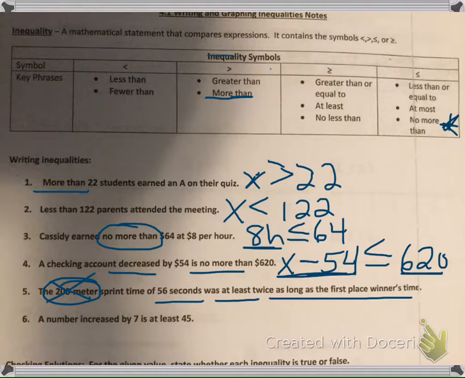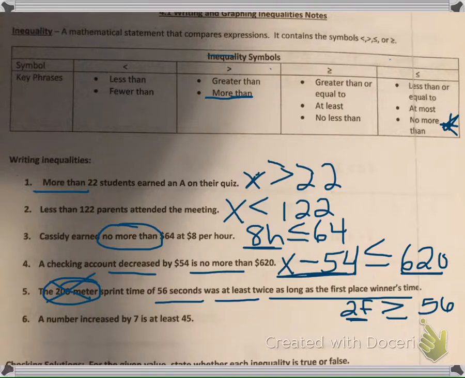So we have 56 seconds, and then twice as long as the first place winner. Well, we don't know the first place winner, but we know it was twice as long as that. So I'm going to go with F, 2 times F. Twice as long as the first place winner, and it's at least 56 seconds. This number is at least 56 seconds, so it could be more than, or it could be equal to. That would be the inequality there.